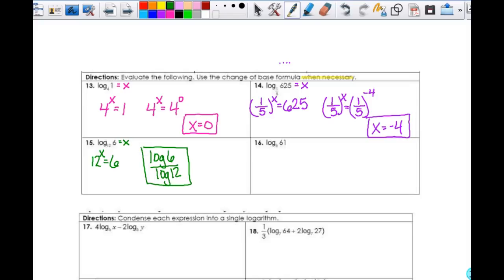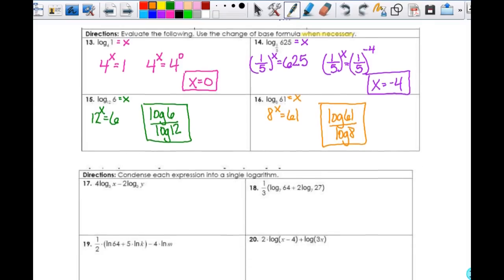So then this next one, this would be 8 to the x power equals 61. Well, again, I can't get a common base there, so this is just change of base. Log of 61 over the log of 8. And that's it. Okay.